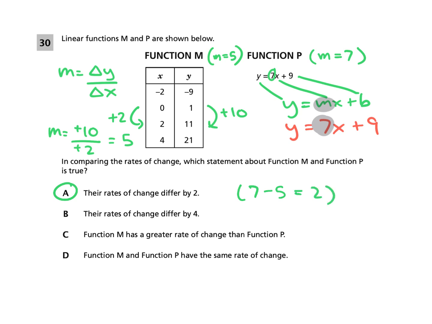Their rates of change differ by 4. I'm just going to show you why this is not true. 7 minus 5 is not equal to 4, so this is done. Function M has a greater rate of change than function P. Is that true? Is 5 bigger than 7? Absolutely not. And function M and function P have the same rate of change. Are they equal? Absolutely not. So A is the right answer. B, C, and D are all incorrect.